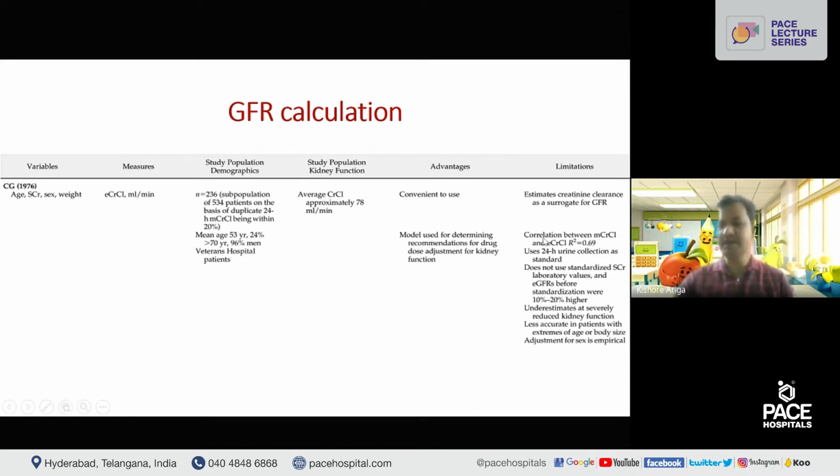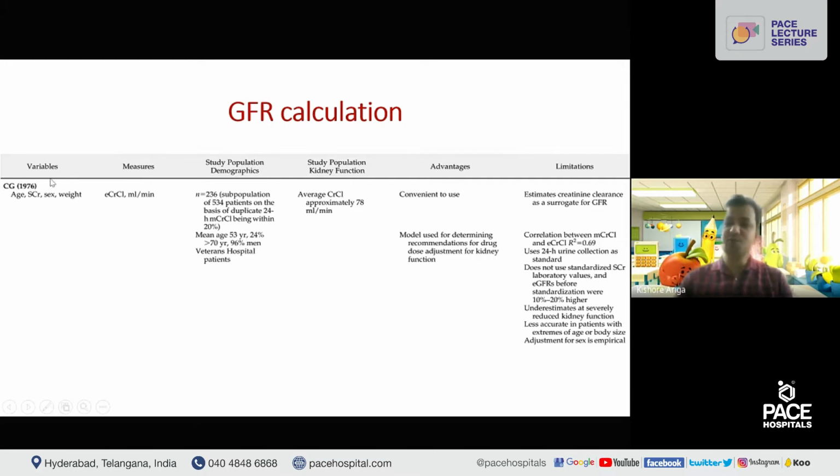The limitations are, before 2010, the creatinine value was not standardized, so there was lab to lab variation. Now, if we compare the standardized creatinine values which we have now, the creatinine values before were 10 to 20% higher, and the GFR before was 10 to 20% higher. So the data on drug dosing based on creatinine clearance, which was calculated by Cockcroft-Gault before, was totally different from the eGFR values which we have now. And the formulas we have now are more accurate when compared to Cockcroft-Gault.